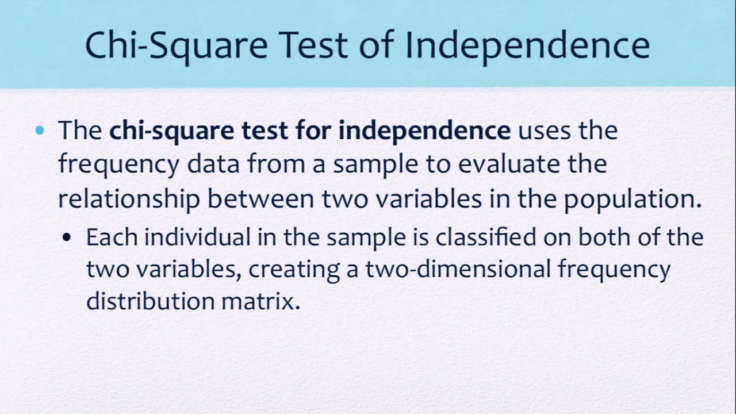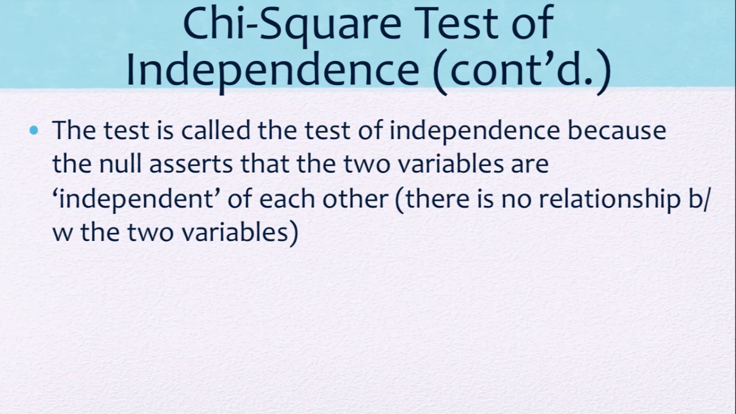Each individual in the sample is classified on both of the two variables, creating a two-dimensional frequency distribution matrix. The test is called the test of independence because the null asserts that the two variables are independent of each other. And if two variables are independent of each other, then one can assume that there is no relationship between the two variables, or these two variables are not associated with one another.